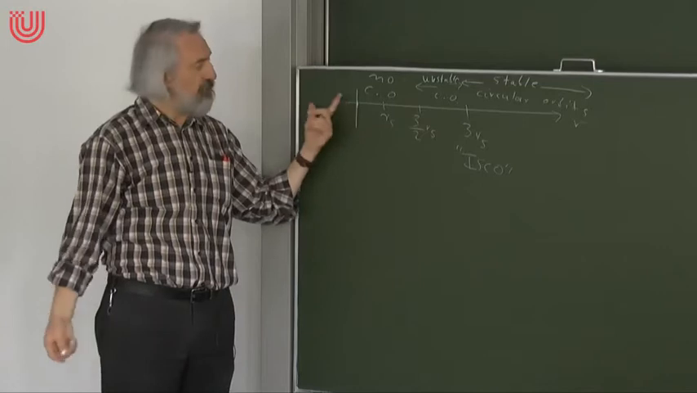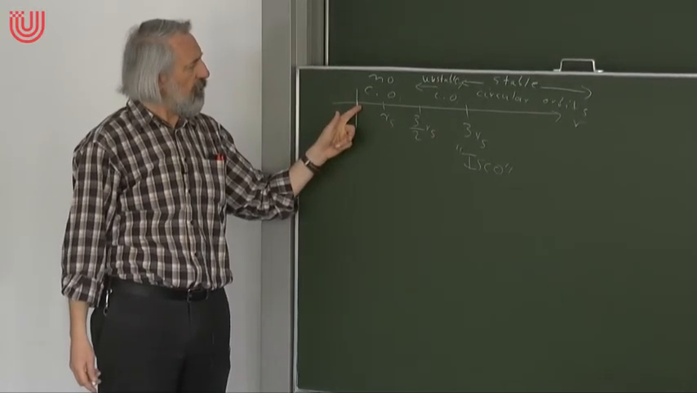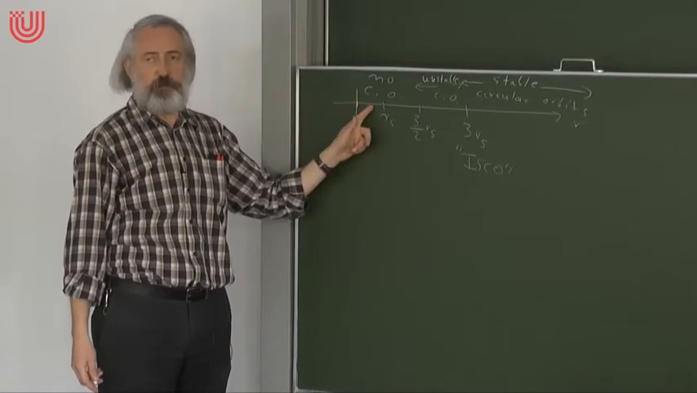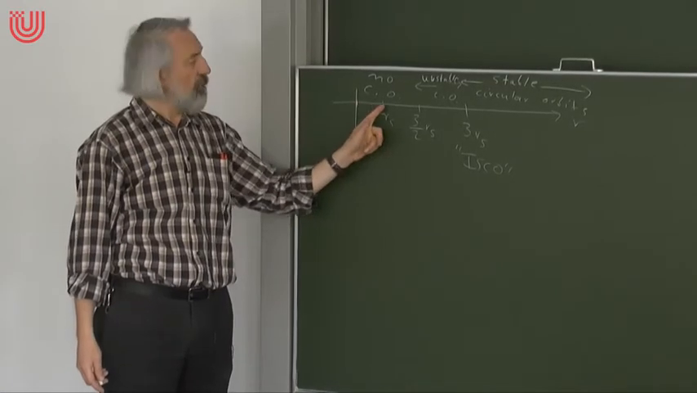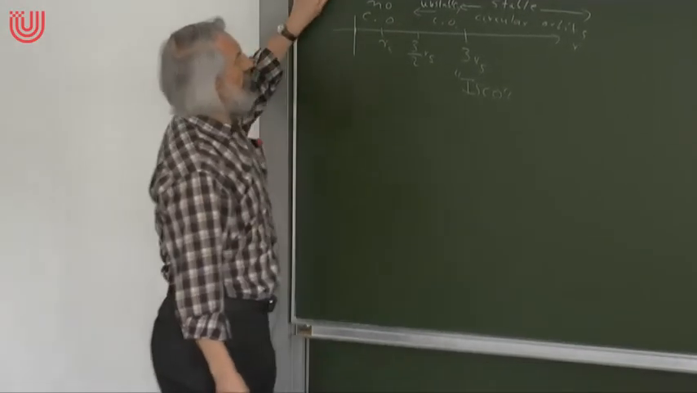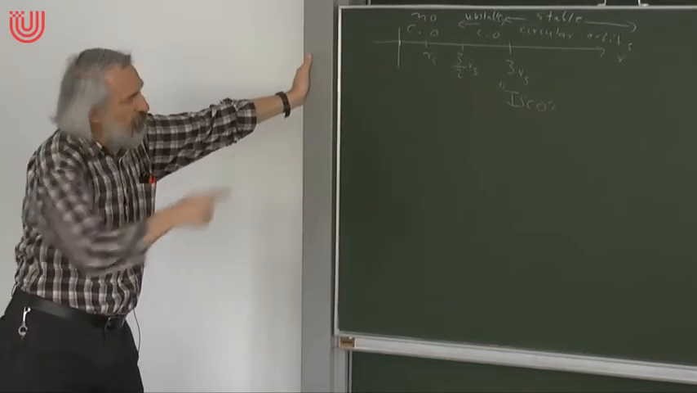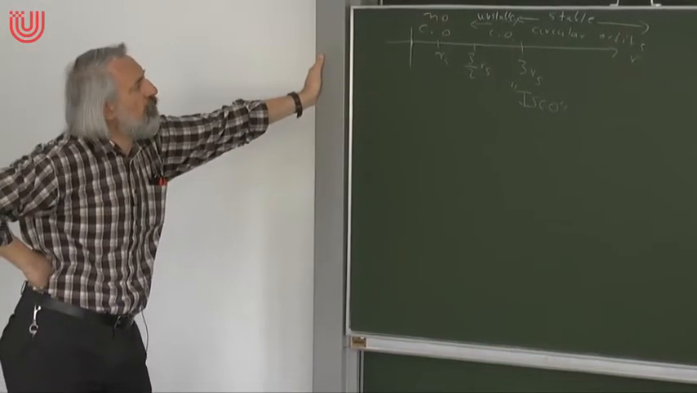So for a material object, for something which cannot move at superluminal speed, it's impossible to stay at a constant radius here. But it is possible here. Okay, so this was what we learned about circular orbits, and I will come back to this soon. I will need this result.